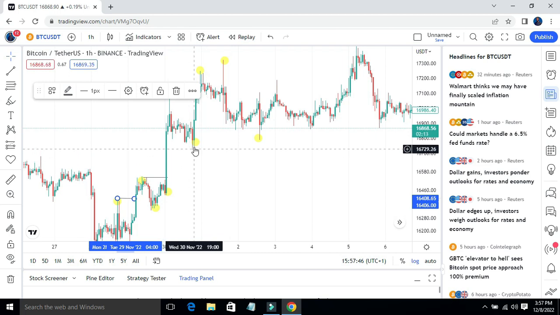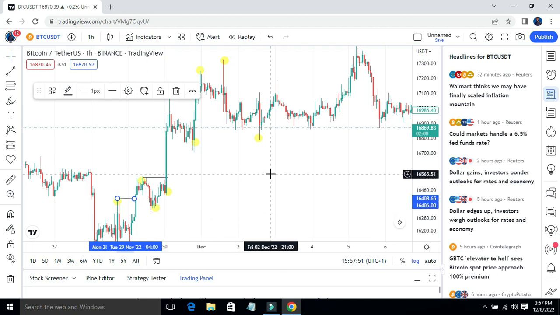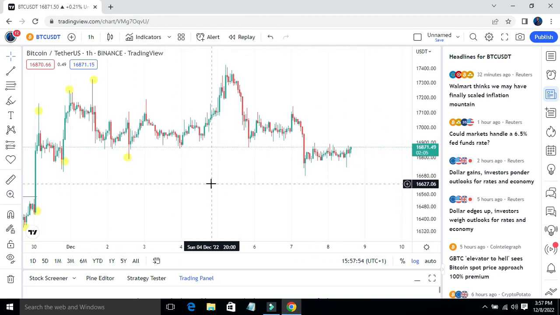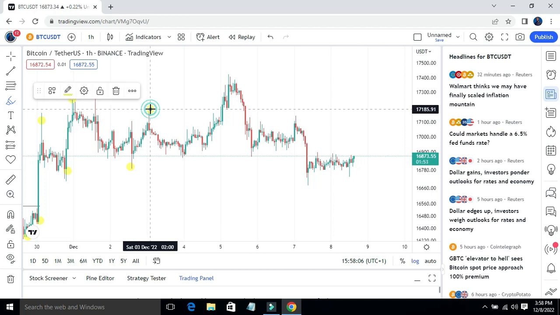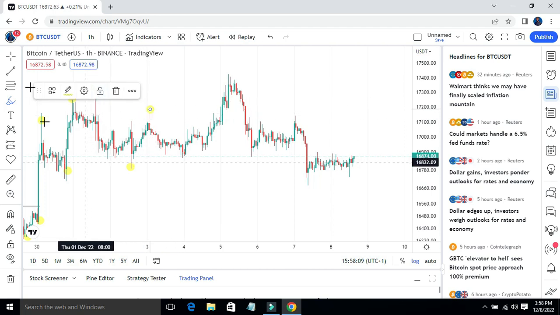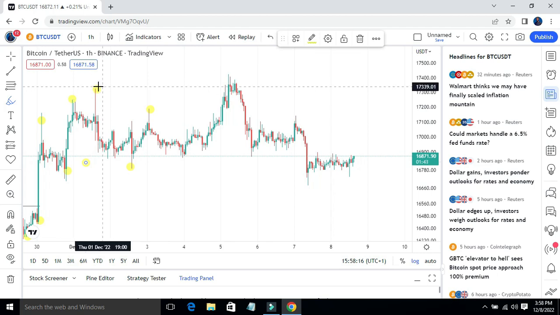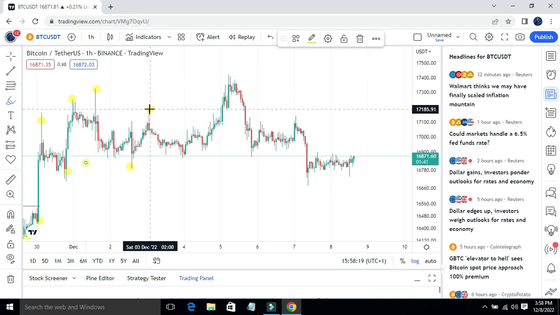Okay, so had it been that this low comes down and is lower than this one, we call it a change of character. So let me show you an example of a change of character. As you can see, this is a high, but you see the previous high is higher than it. So it is a change of character.